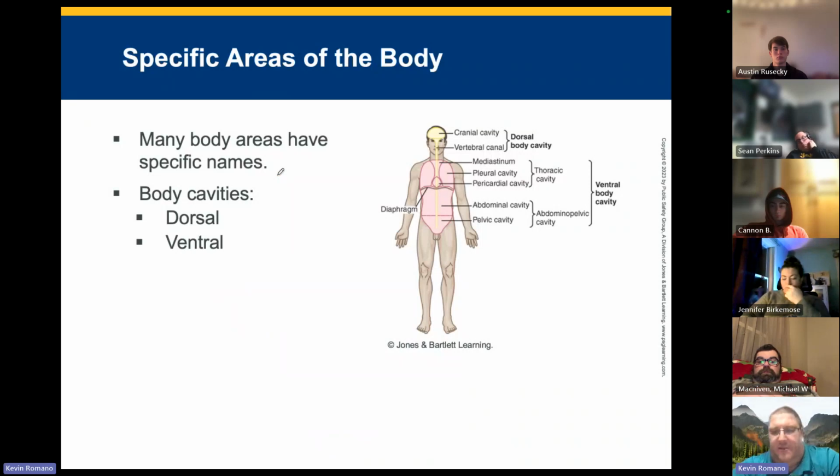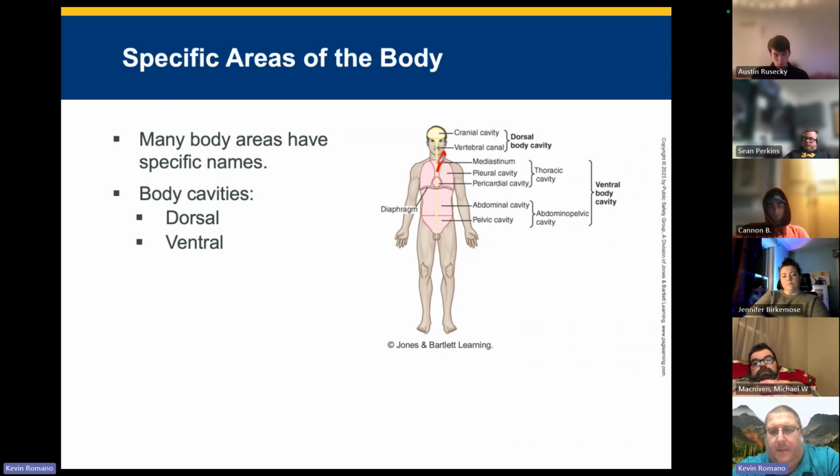So many body areas have specific names. A major muscle in the neck would be your sternocleidomastoid muscle. The muscle in the neck is a combination of the sterno, the cleido, and the mastoid, referring to the sternum, clavicle, and mastoid process. So that muscle, if you can see on here, kind of runs in the neck up in here.